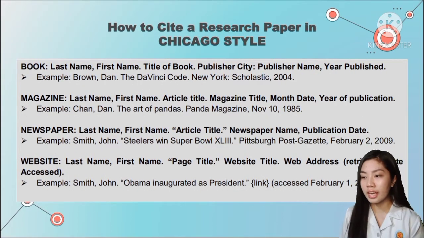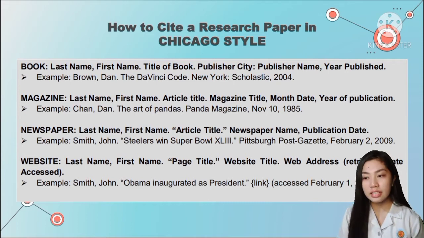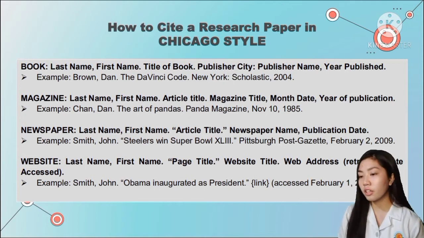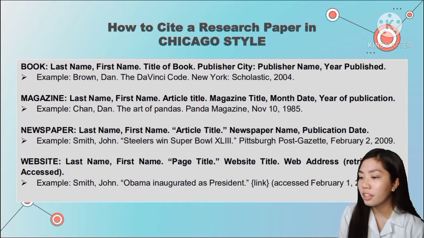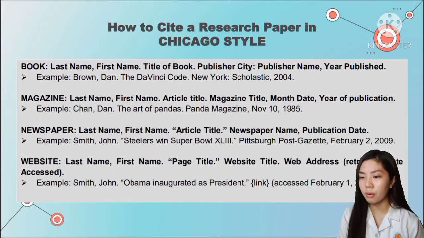For the Chicago style naman, pag sa book natin kinuha yung ating source: last name, then first name, then title of book, publisher city, publisher name, year published. So example, Brown, Dan, The Da Vinci Code, New York, then Scholastic, 2004.